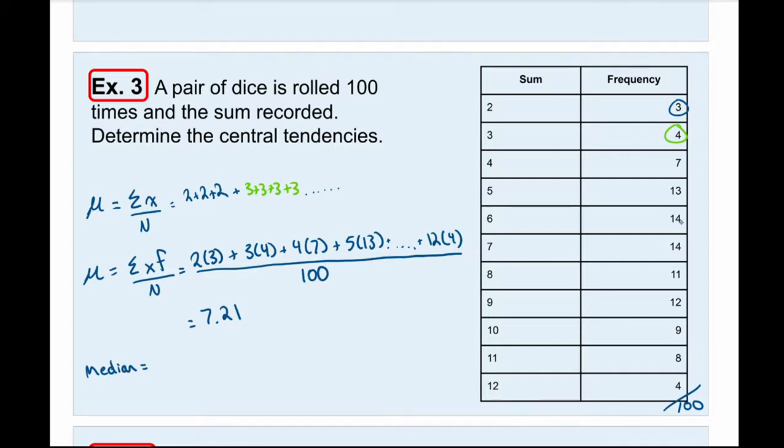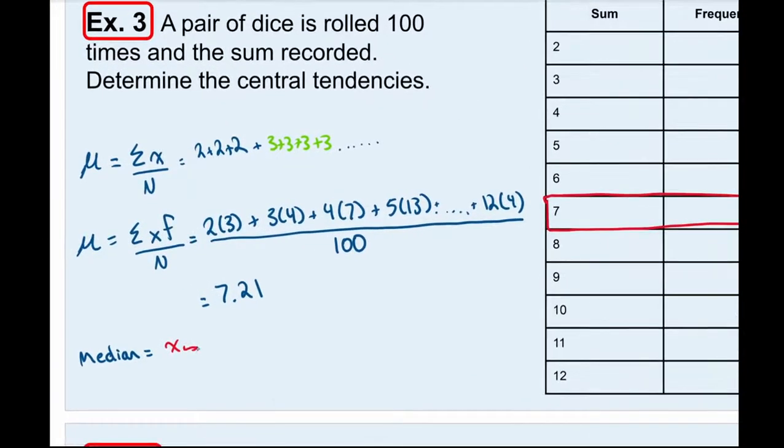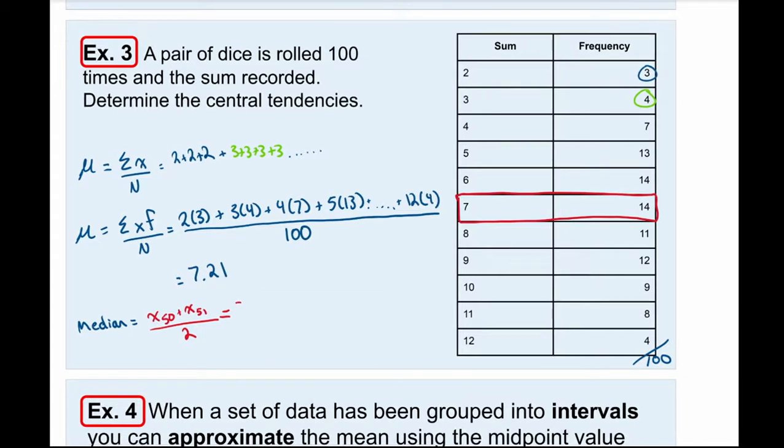So from 42 to 56 is going to be in this block. So that means for the median, the data point 50 plus the data point 51 divided by 2 will give me my median. In this case, they both happen to be 7. So 7 plus 7 divided by 2 just equals 7. So my median is 7.